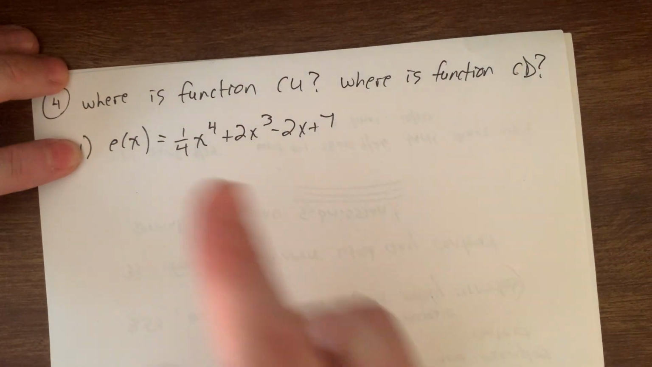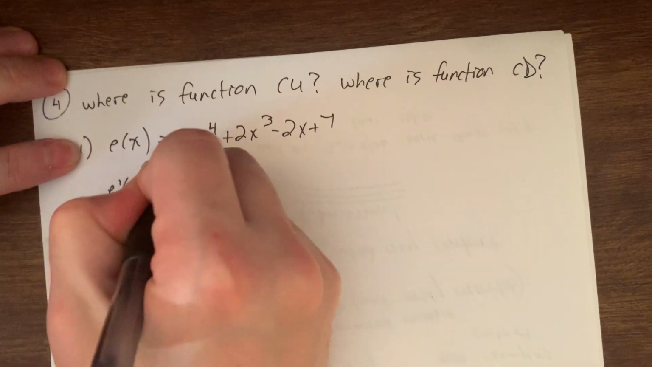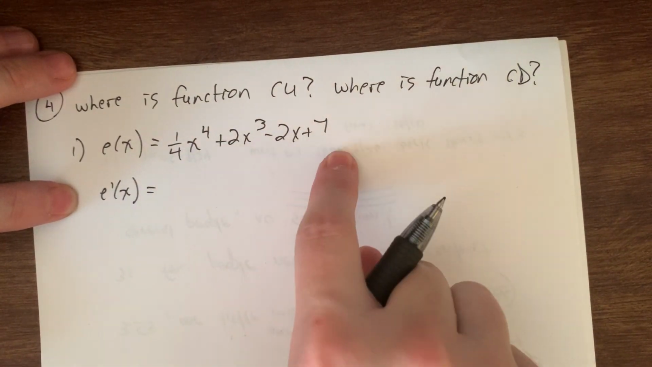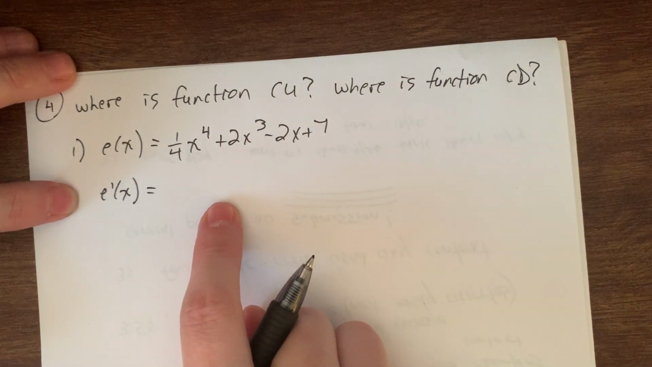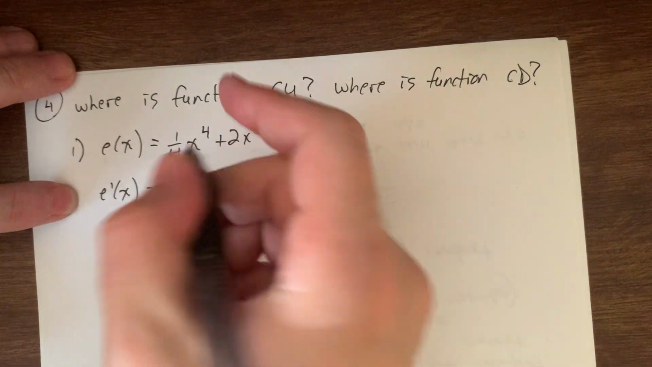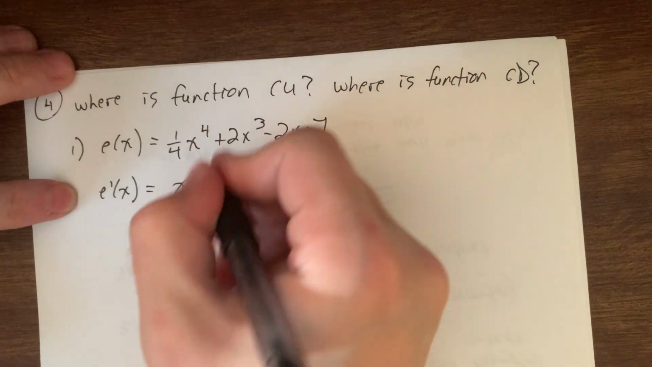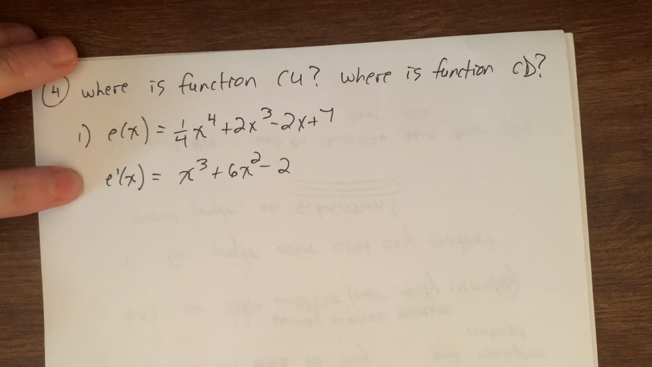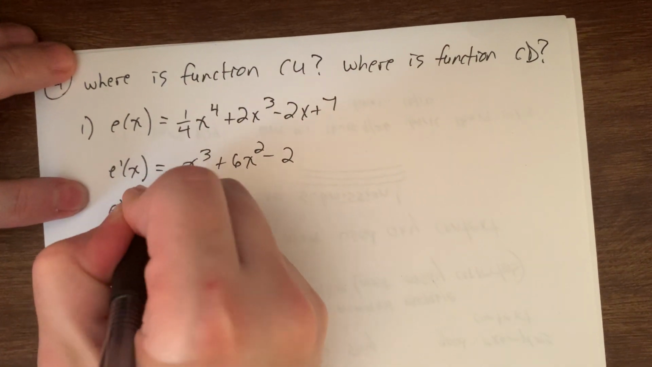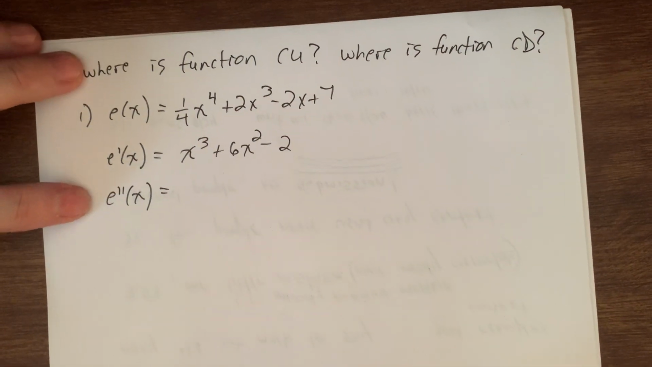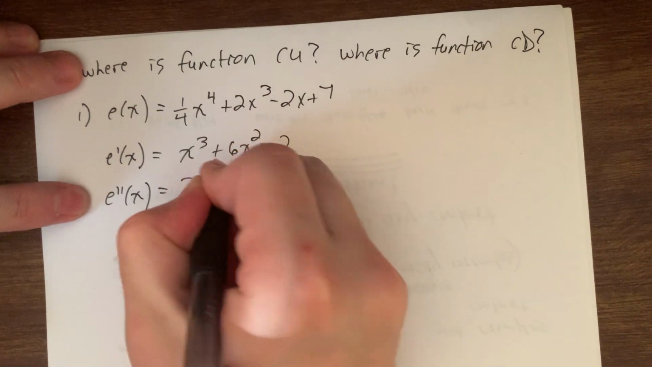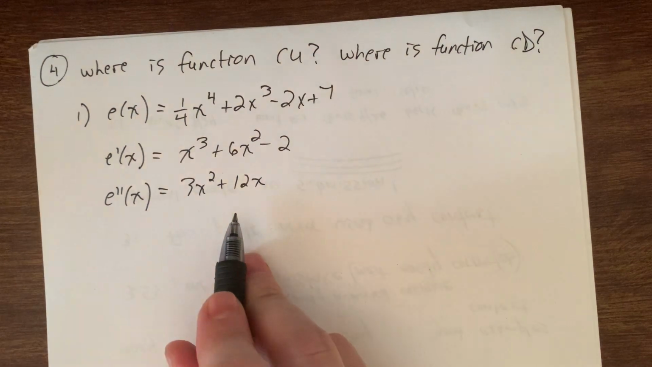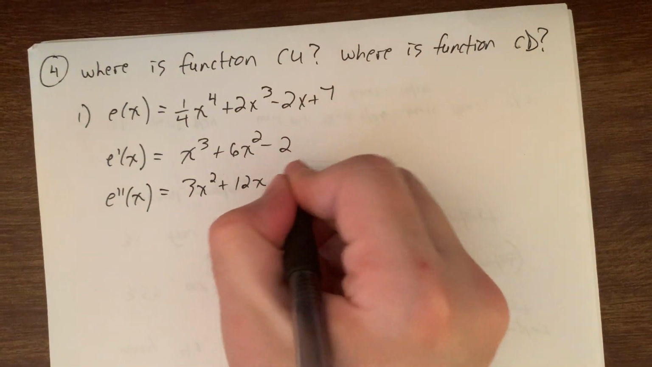Well, first things first, I need the second derivative. So let me start with the first derivative, nothing fancy, simple addition, subtraction. So just taking derivative, basic power rule, 4 times 1/4 cancels, so I get an x cubed plus 6x squared minus 2. And now I move right into the second derivative. 3x squared plus 12x. Again, simple addition, subtraction, so simple derivative. I will set this equal to 0.